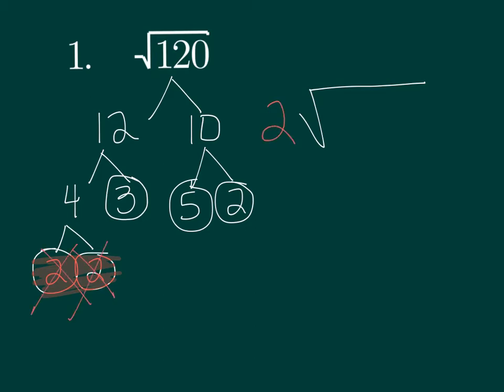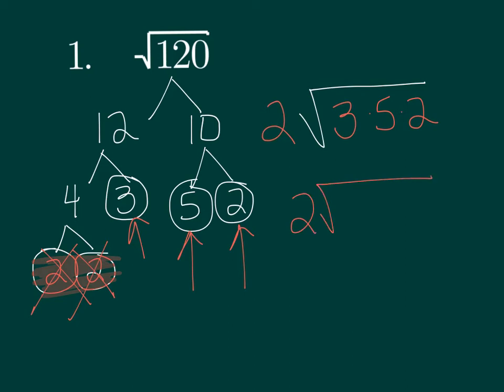Now the 3 cannot pair up with any other 3. The 5 can't, and the 2 can't. So they stay inside, and I'm going to multiply them back together. So we have 2 square root of 3 times 5 is 15 times 2 is 30. So this is my answer. Again, we're looking for pairs to bring out. For every pair, you bring 1 out.